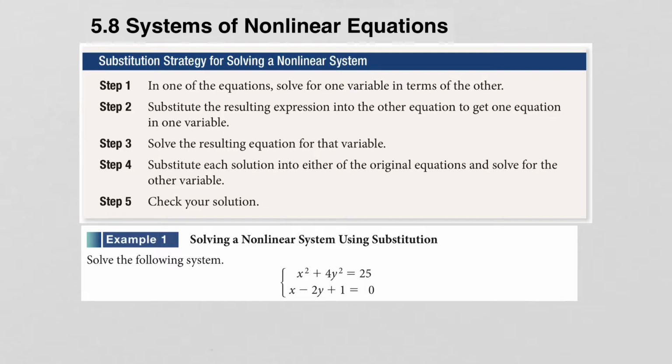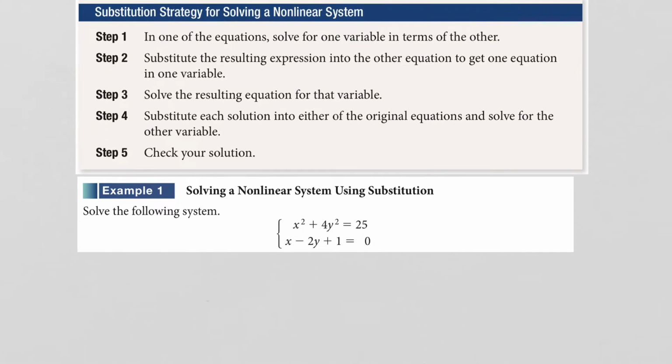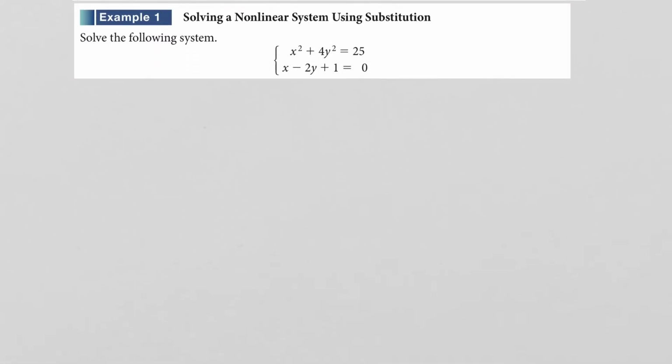In our first example, we're going to use the substitution strategy. So here is the strategy listed here. Basically, what we're going to do is solve for one of the variables in one of the equations. We're going to substitute the expression for that variable in the other equation, and then solve the resulting equation for that variable, and then also plug that value in to solve for the other variable. So let's go ahead and take a look at this first example.